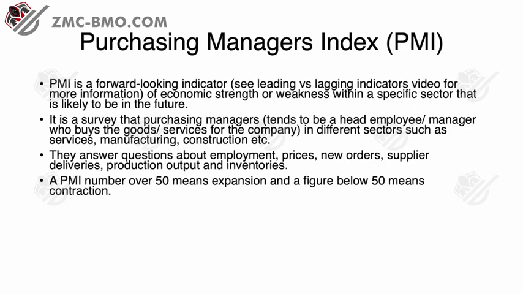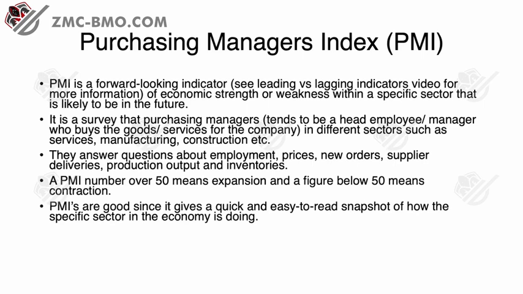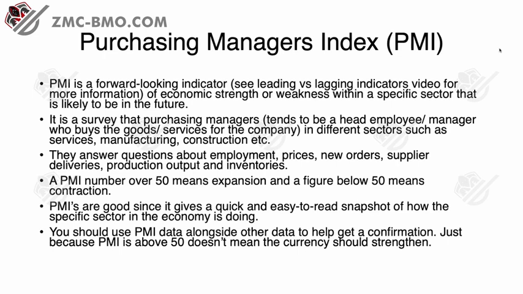A PMI number over 50 means expansion, and a figure below 50 means contraction. PMIs are good since they give a quick and easy to read snapshot of how a specific sector in the economy is doing. Like I mentioned, how is the services sector doing? Just a quick, easy snapshot of the headline figure. So 53 for services PMI. That gives us a snapshot of where we have gone from the previous month in the services sector to where we are now. You should use PMI data alongside other data to help get a confirmation.